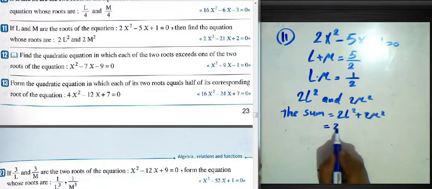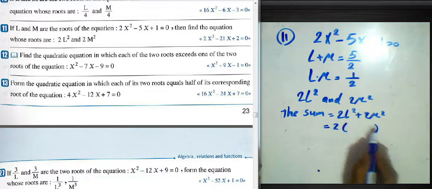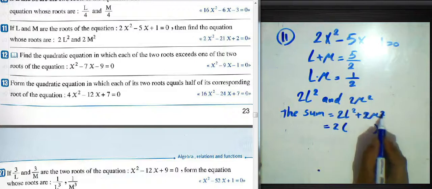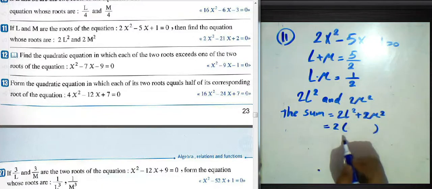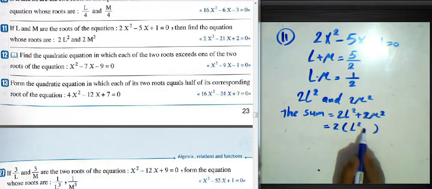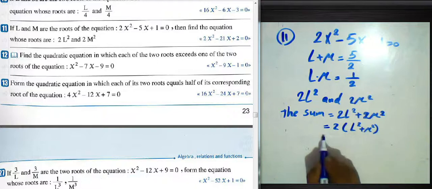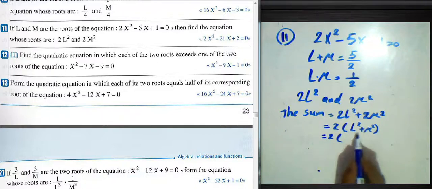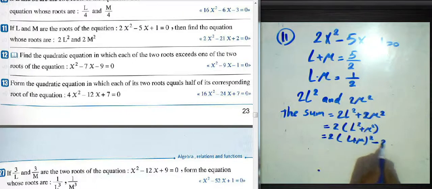We can write 2 outside parentheses because 2 is the highest common factor between the two terms, so we write it outside. The result will be α² + β². But we don't know the value of α² + β², so we can simplify it. How? We know α² + β² equals (α + β)² minus 2αβ. You must know this relation, okay?